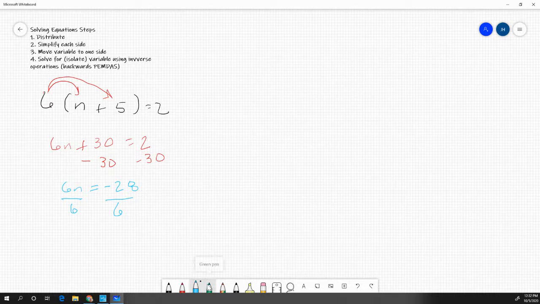So let's go with a rainbow. So now my 6's, they cancel, right? Because 6 over 6 is just 1. So I'm just left with n. I only have one n, right? Equals negative 28 over 6.